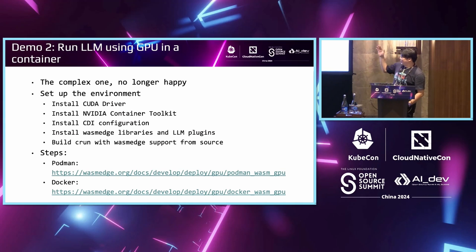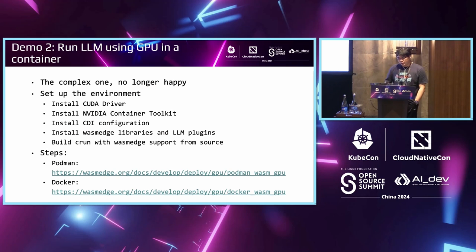So it's very complicated, but we have some documents, so you can follow the guide step by step. One is the Podman part, the second is the Docker part. Also, because you will rely on some very new features added in new versions, if you want to use Podman, you have to use a version after 4. And if you want to use Docker, I believe it should be 26 or more, just check the document.